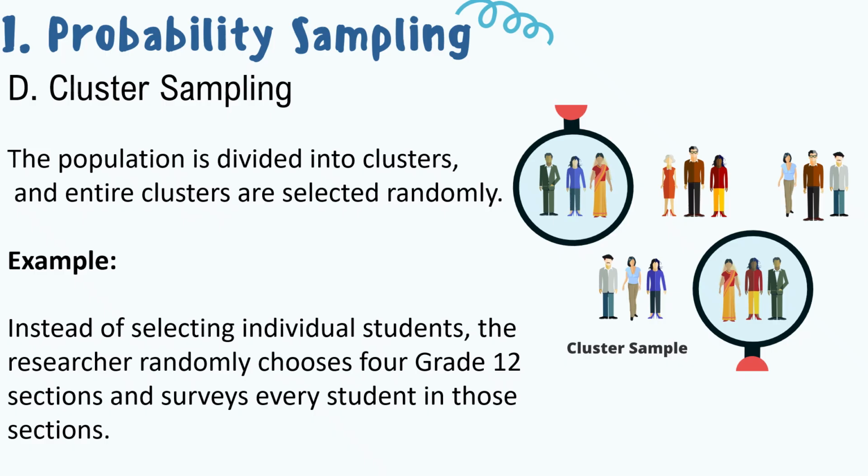Then the researcher surveys every student in those selected sections. Okay, so are we randomly selecting individual students? No. What are we randomly selecting? Sections or clusters. Okay, so kapag stratified, select some people from every group. Kapag cluster naman, select entire group. Okay, that distinction is very important.